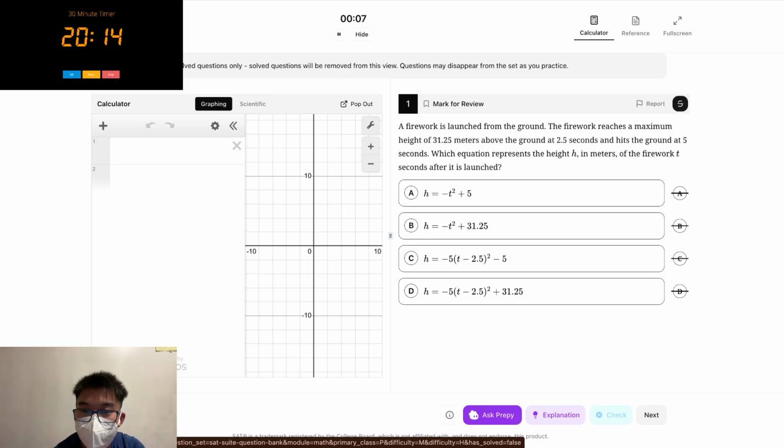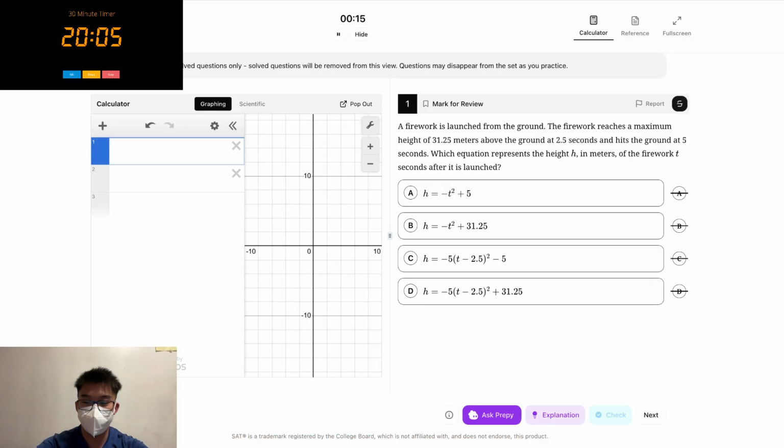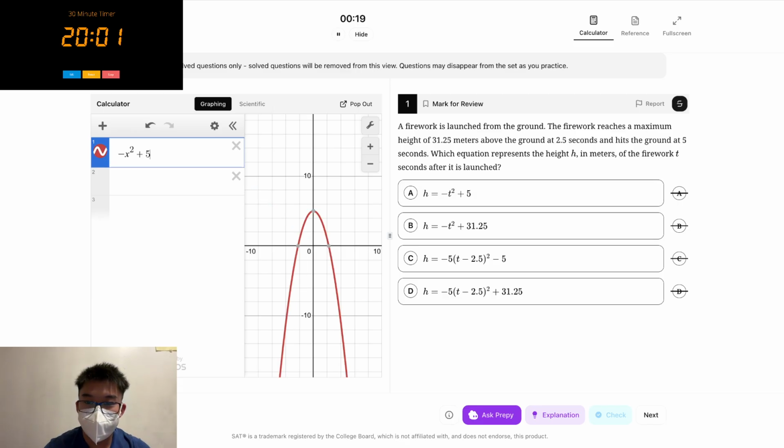Okay, a firework is launched up from the ground. The firework reached a maximum of 31.25. Okay, so this is pretty much a plug and shove question. And then it said the maximum height is 3 point. Okay, so you just find the highest one. So this is incorrect.